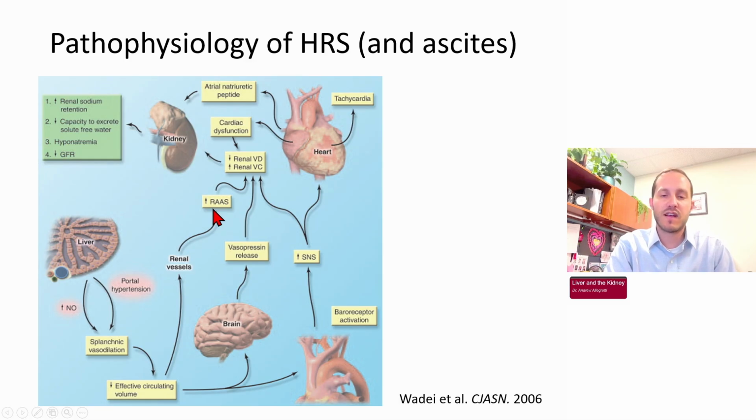upregulation of renin-angiotensin and aldosterone. Vasopressin or antidiuretic hormone, ADH, is released to hold on to free water, and then the sympathetic nervous system is upregulated. This feeds to the kidney, and initially you get sodium and water retention, which is why ascites precedes hepatorenal syndrome, and why usually you'll see these patients are hypervolemic but yet hyponatremic when water reabsorption or water retention exceeds the ability to hold on to sodium.